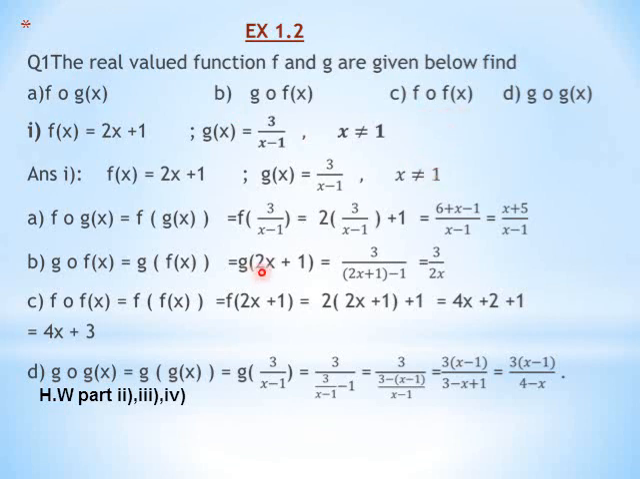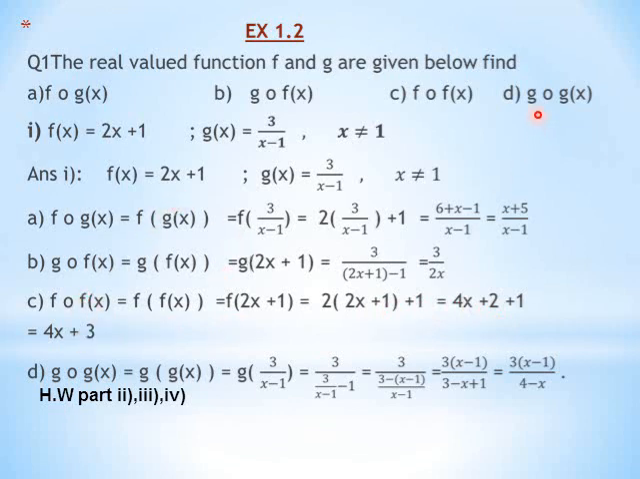And f of f of x means f is outside and f of x is inside. What is f of x? f of x is 2x plus 1. And again f of that means 2 times 2x plus 1, plus 1. So 2 times 2x is 4x, plus 2, plus 1, and 4x plus 3 is the answer of part c.